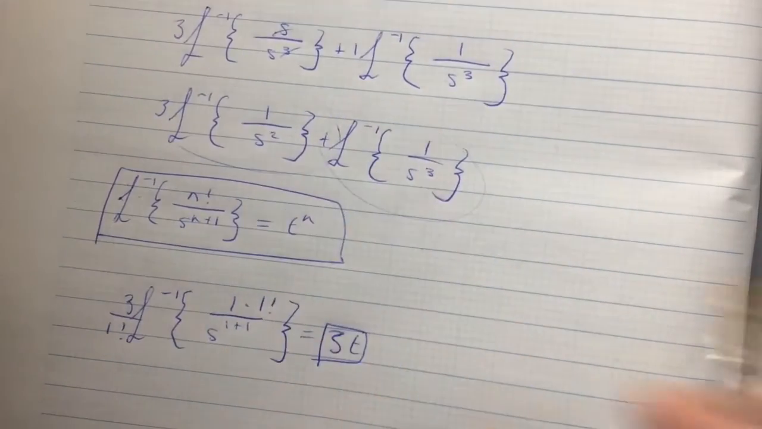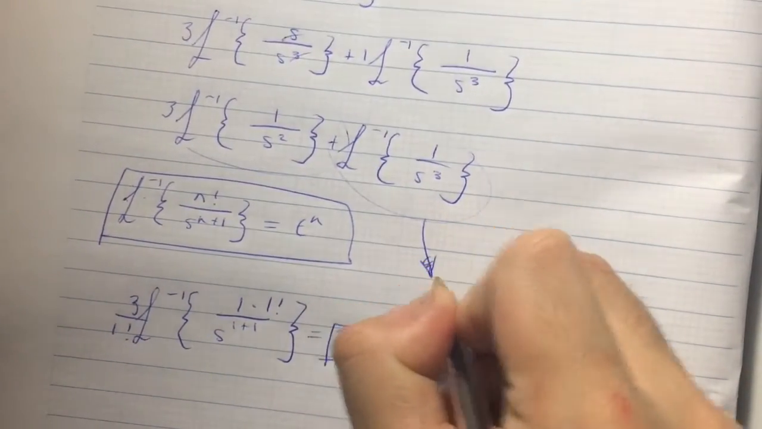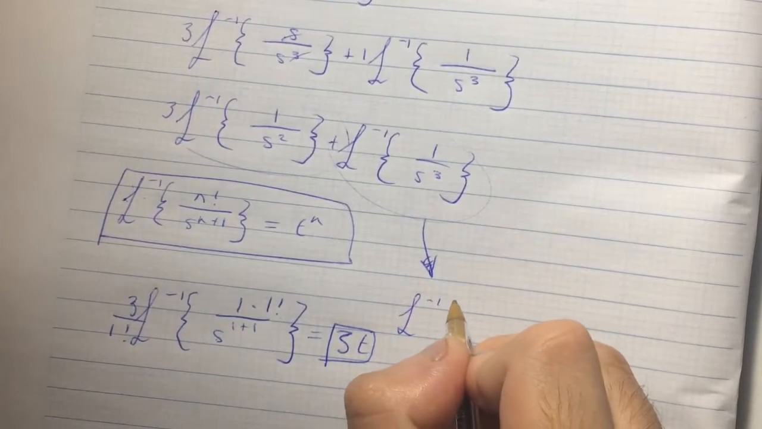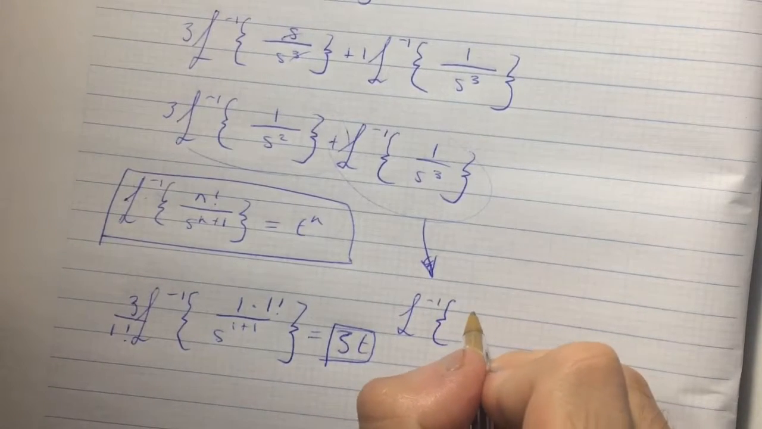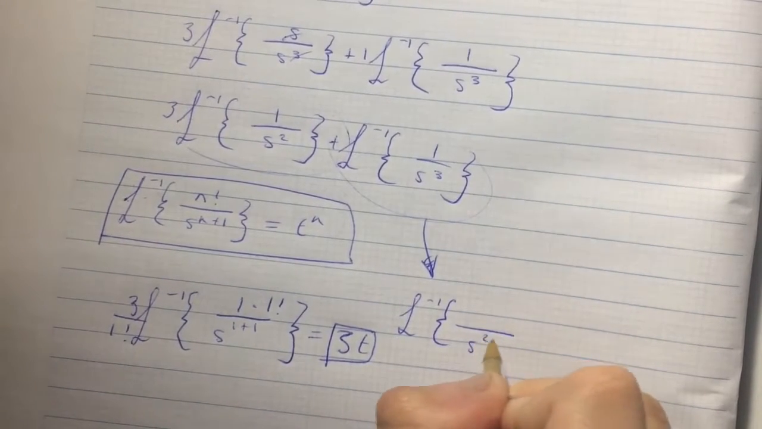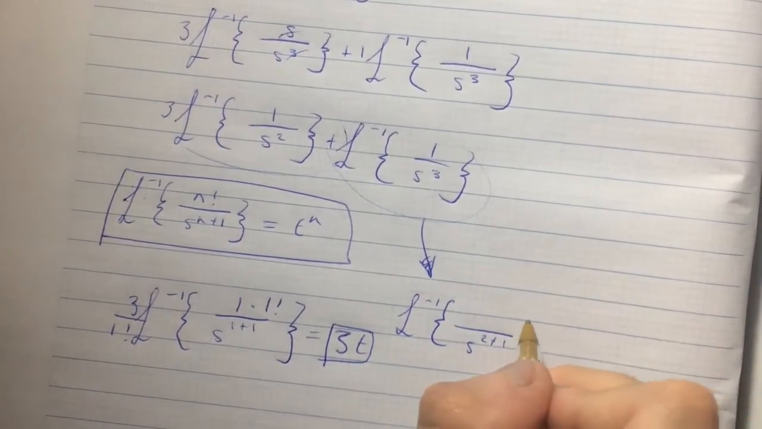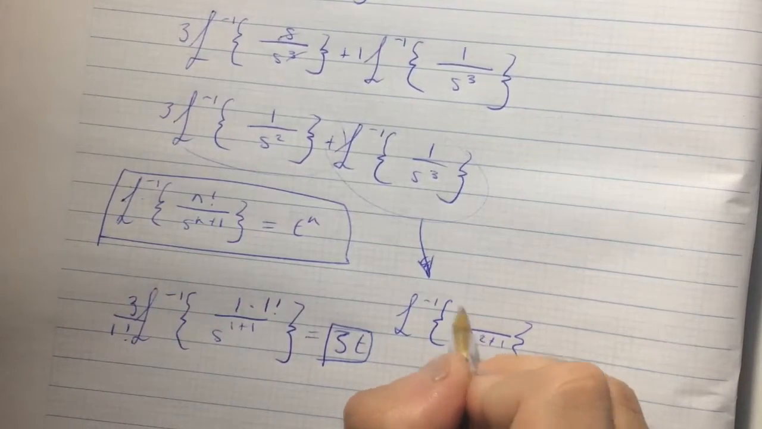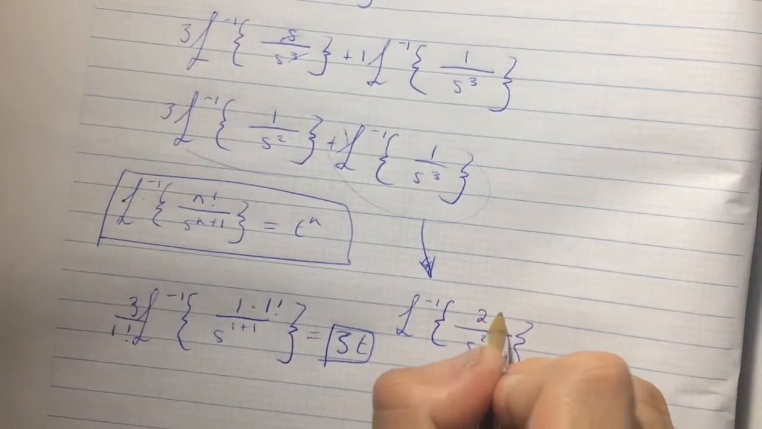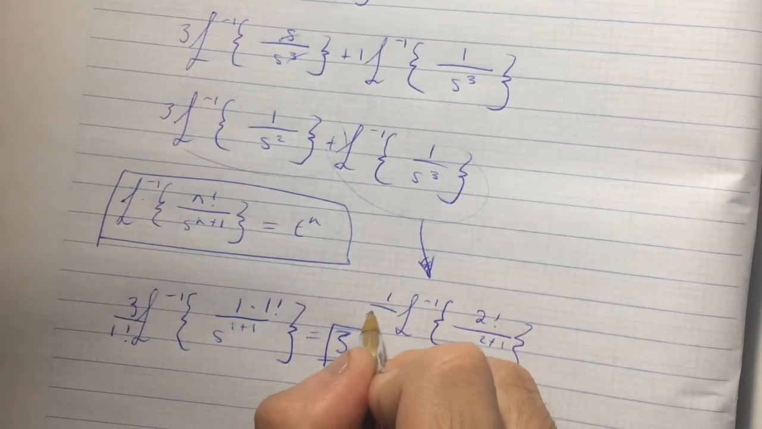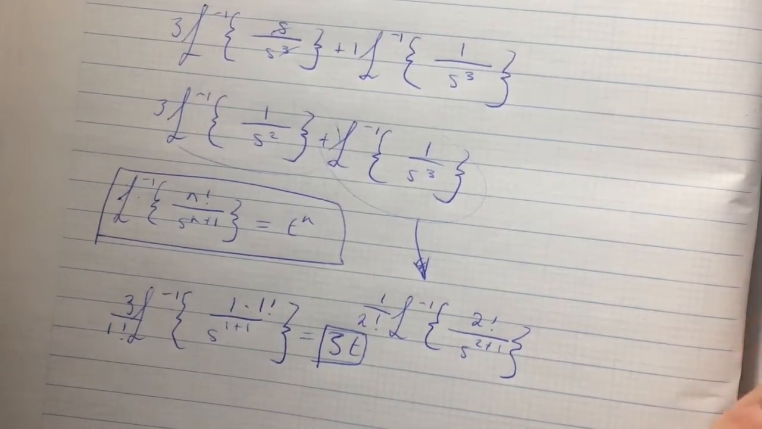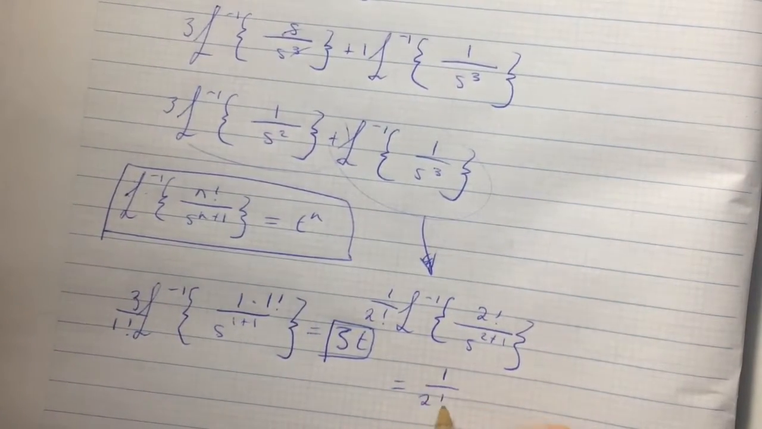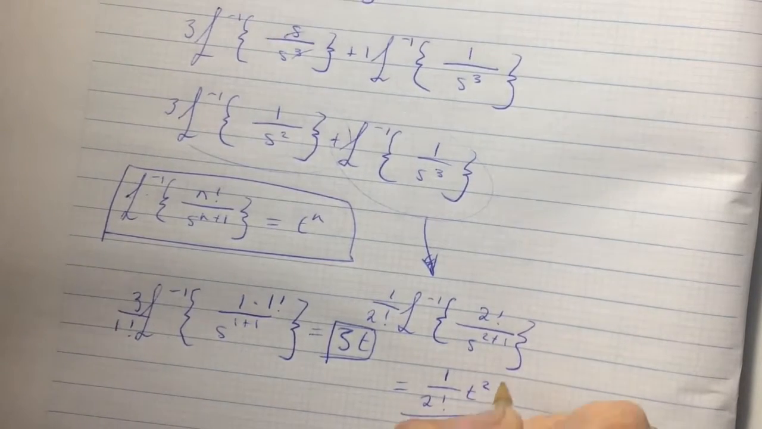Now I have to solve this part. So I'm going to bring that down here. So the inverse Laplace transform of 1 over s cubed can be rewritten as 1 over s to the 2 plus 1. Because my n here is now 2, that means my n factorial has to be 2 factorial. So I have to multiply top and bottom by 2 factorial. So my answer is now going to be equal to 1 over 2 factorial times t squared.